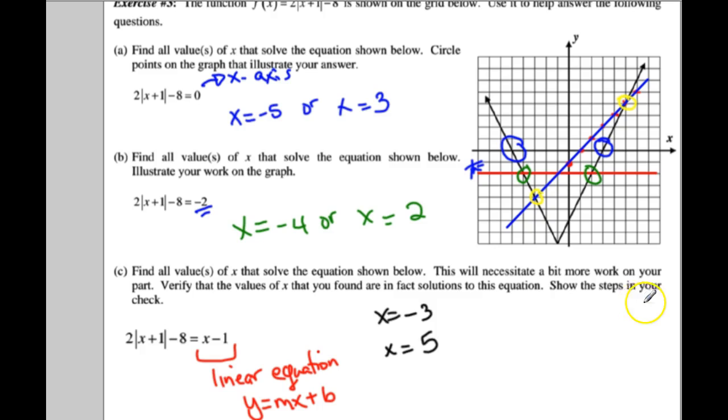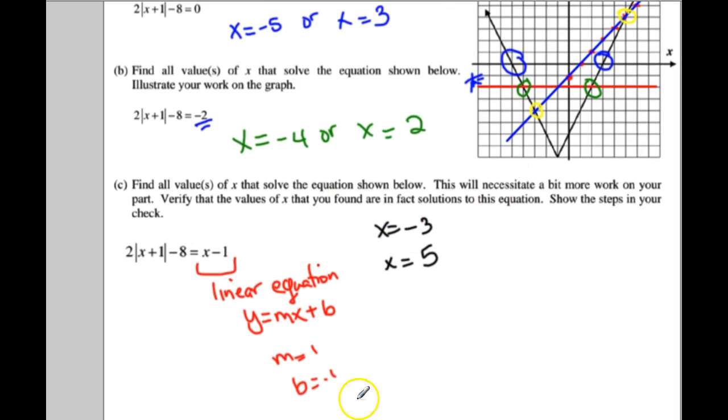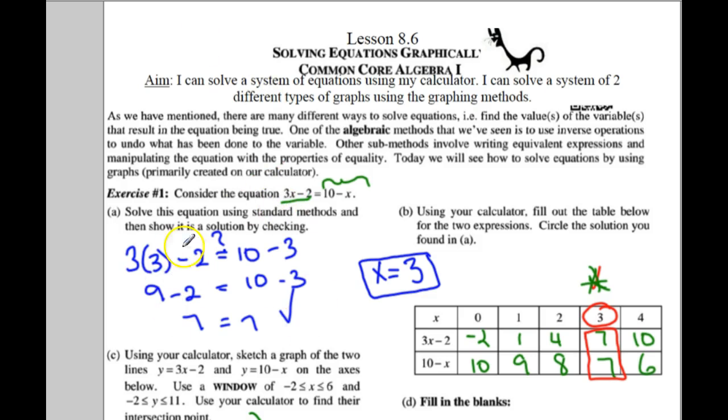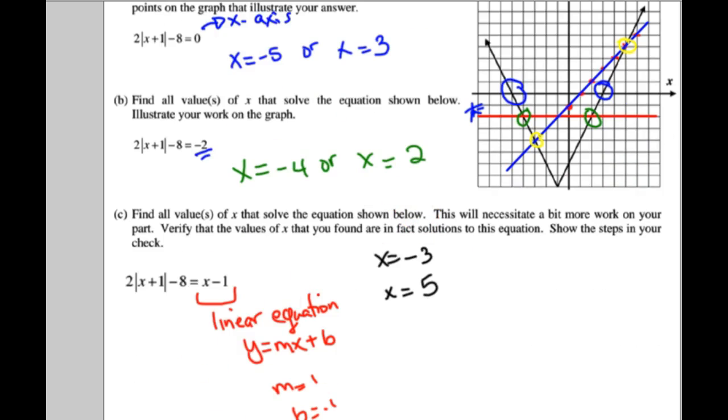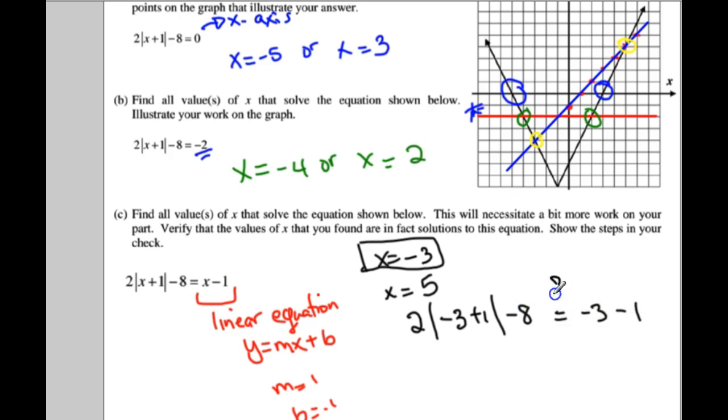Now the question says show the steps to check. So I have to go back and check, are these really the solutions? Does it really make this equal to each other? Let's go back like we did earlier and check these two. Let's check this one right here that I boxed off. So this becomes 2 absolute value of -3 plus 1 minus 8 is equal to -3 minus 1. Well, I want to know, is it really equal? All I'm doing is substituting this for my x's, and I want to check if this is working.